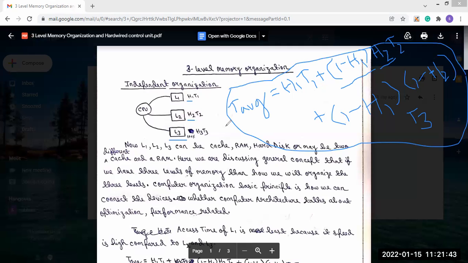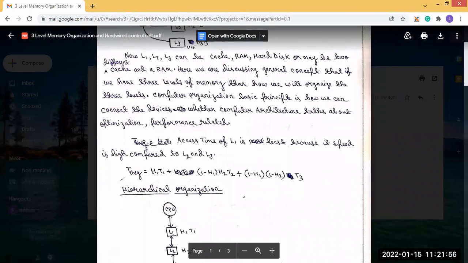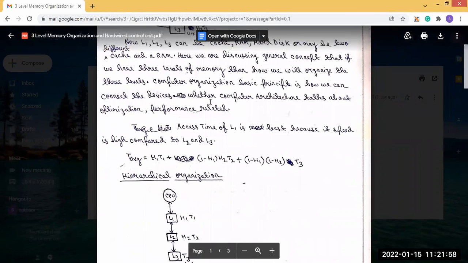Now, another type is our hierarchical organization. So what will be the T average time for the hierarchical organization? First we will see the picture. This is the hierarchical organization concept: the CPU will be there, it will be connected with the L1, then the L1 will be connected with L2, then this L2 will be connected with L3.